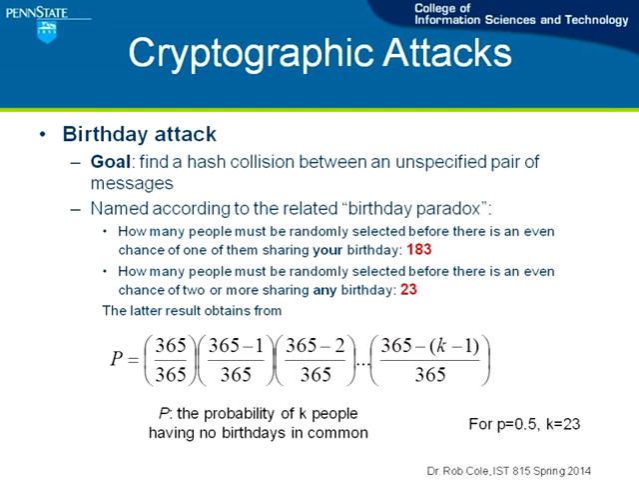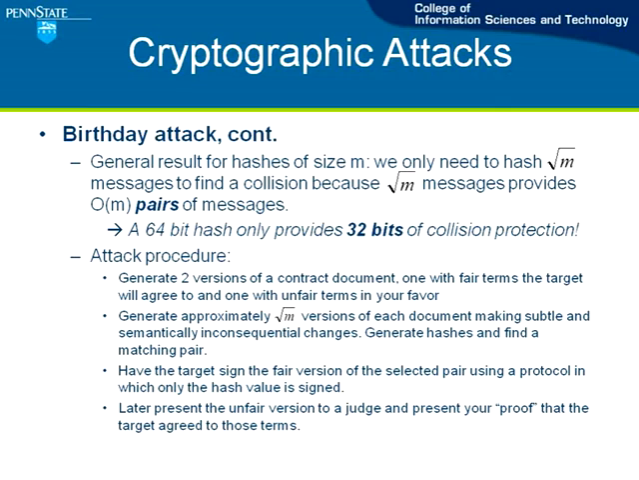the birthday paradox. In more general terms, we can say that a hash of size m only requires hashing an amount of messages given by the square root of m in order to find a collision. This is due to the fact that square root of m messages corresponds to order of m total distinct pairs of messages. So for example, a 128-bit hash like MD5 only provides 64 bits of protection against this kind of attack. So how would you actually conduct such an attack?